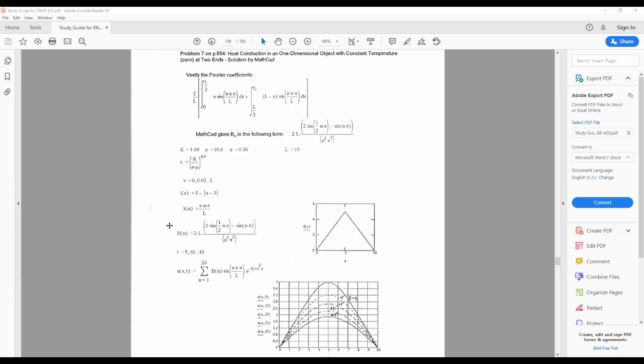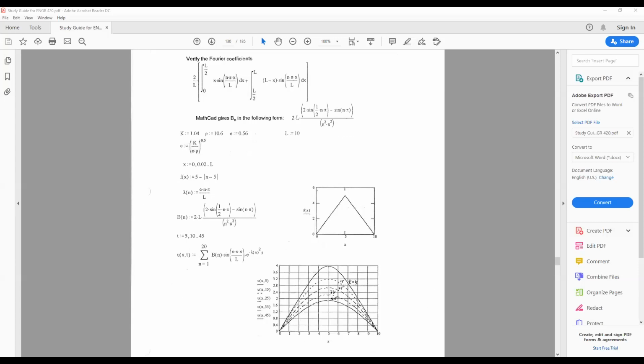Then we use what we obtain here as B sub n, Bn. Then this is the solution, a 20-term sum of the temperature distribution. I essentially reproduce what I also want to produce. You can tell the temperature drops essentially to 0 over time.